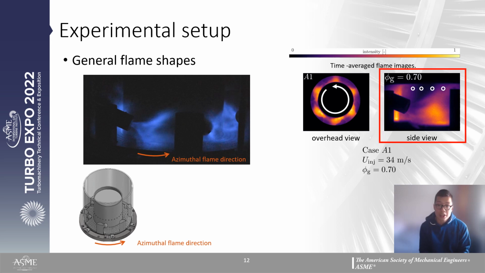And for the side image, we see that the flame is directly interacting with the dilution air coming through the dilution pods, shown here as white circles, and being mixed with air for lean staging.